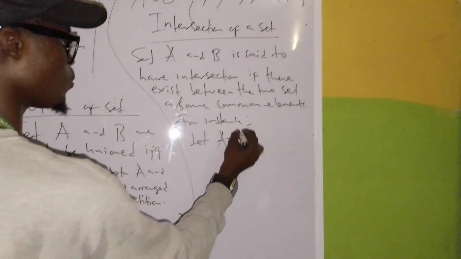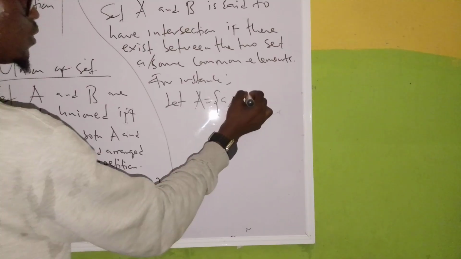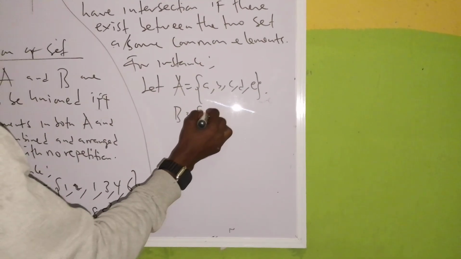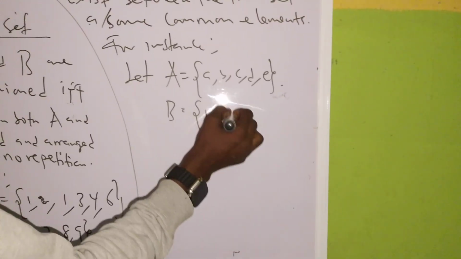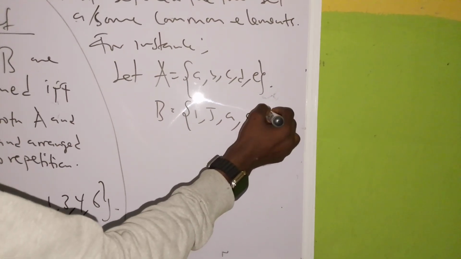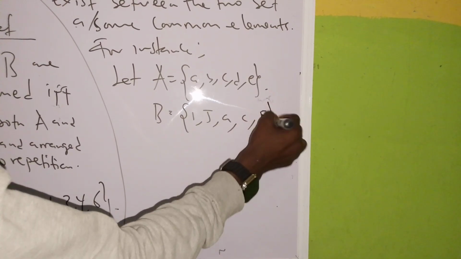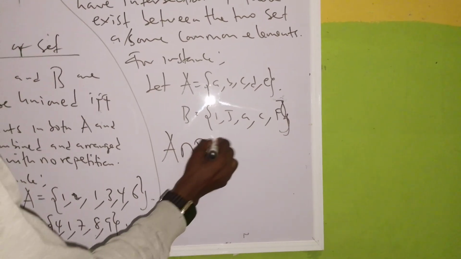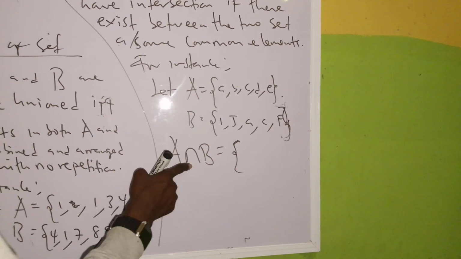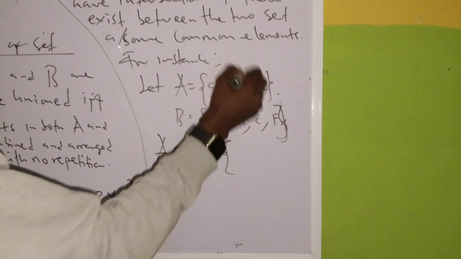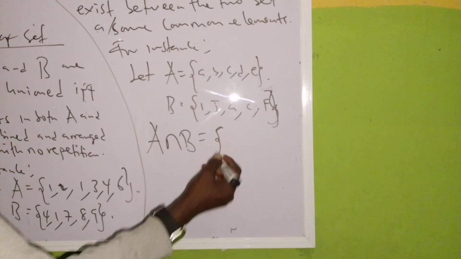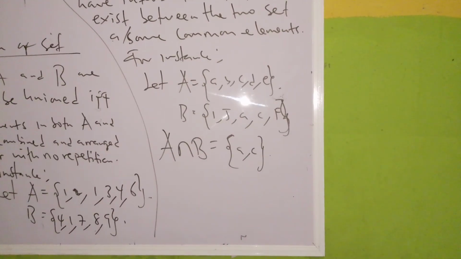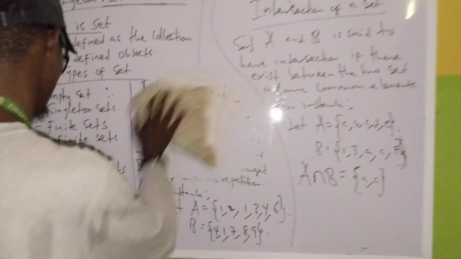For instance, let A be equal to A, B, C, D, E, and let B be equal to I, J, A, C, F. So what is the intersection between them? What would be A intersection B? This is the symbol for intersection. What do they have in common? Make sure you follow the alphabetical order. You can notice that they have A and C in common. So this is the intersection. No stress. Alright, so we are done.